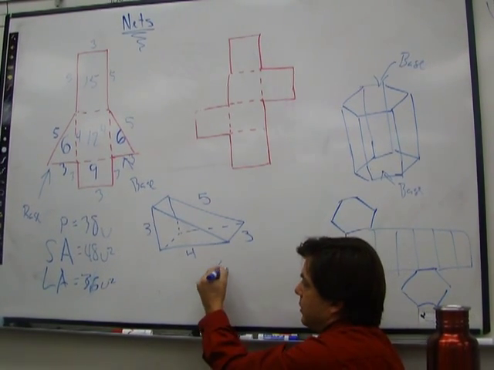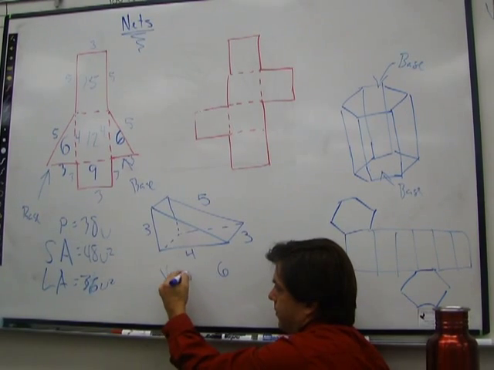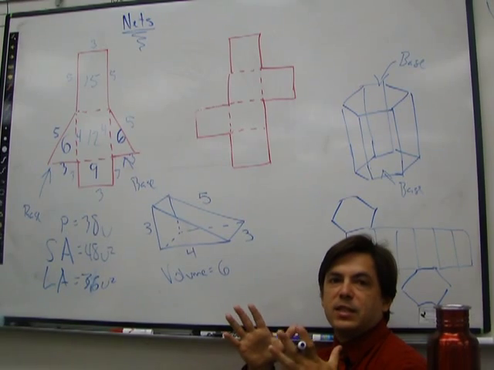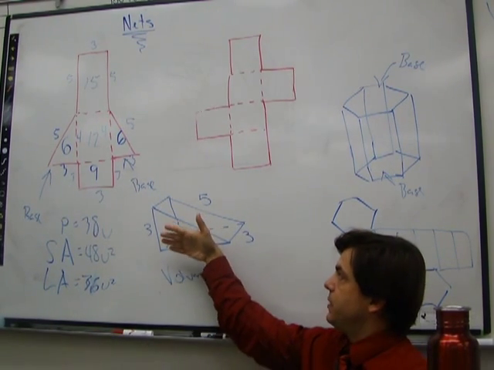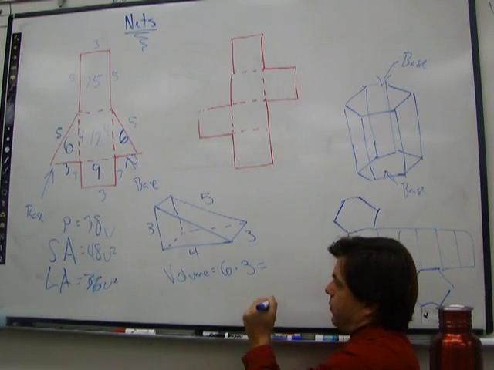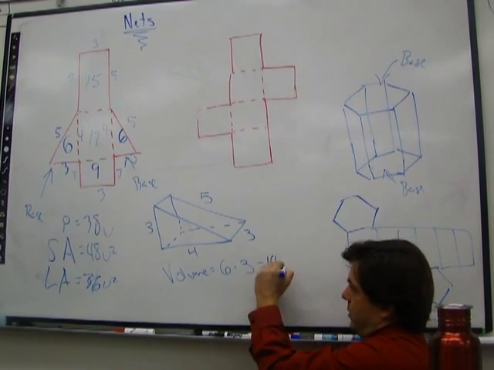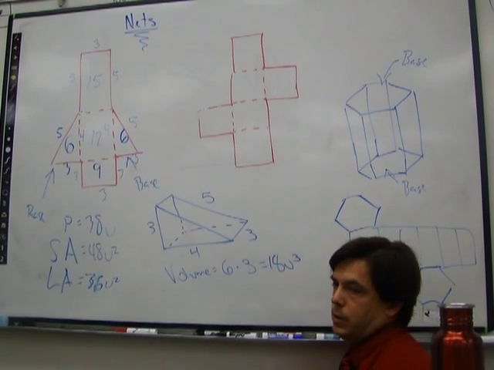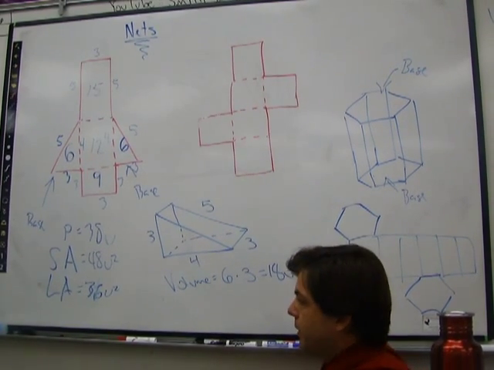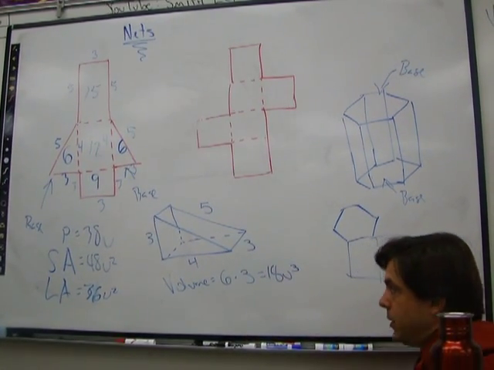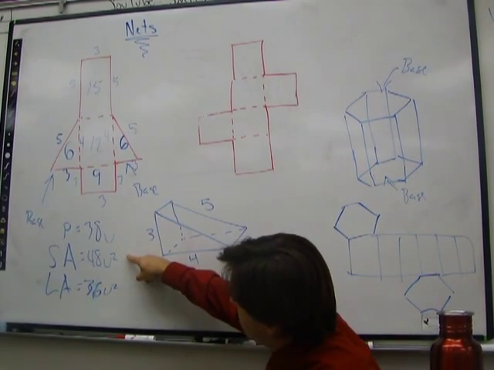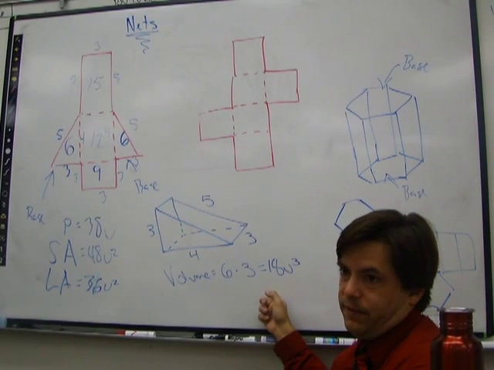Okay, so the volume is going to be equal to the area of the main shape times the distance between the two bases. So how far is it from this base to the back base? 3. So it's this times this. What do we get? 18 units cubed. Correct. Big number. That doesn't count as area though, right? No, that's not the area. That's the volume. Okay, so we've got the perimeter of the net, we've got the surface area, we've got the lateral area, and we've got the volume.